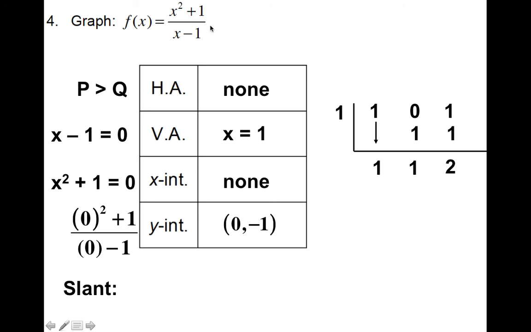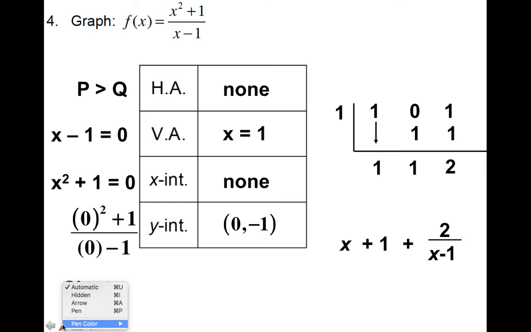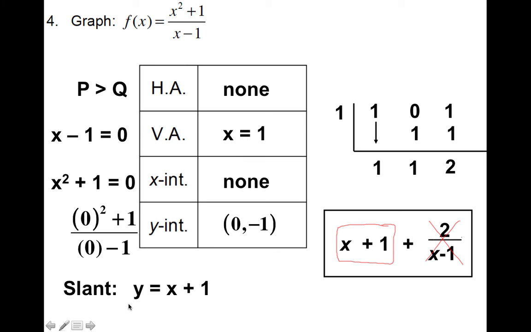So we've synthetically divided this by this. Now I can reduce the power. So if this was x squared, this is going to be x plus 1 plus 2 over what we divided by, x minus 1. Now remember what I said. For the equation of the line, we are going to ignore the remainder. So this is the equation of my slant asymptote, but we need a y equals. So the equation is y equals x plus 1.